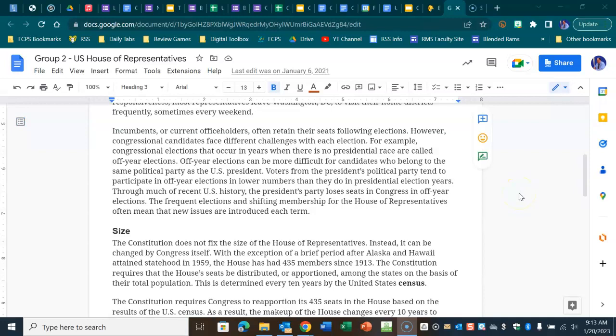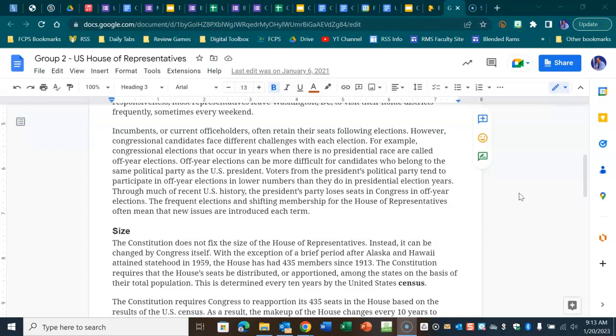Incumbents, or current office holders, often retain their seats following elections. However, congressional candidates face different challenges with each election. For example, congressional elections that occur in years where there's no presidential race are called off-year elections. Off-year elections can be more difficult for candidates who belong to the same political party as the U.S.